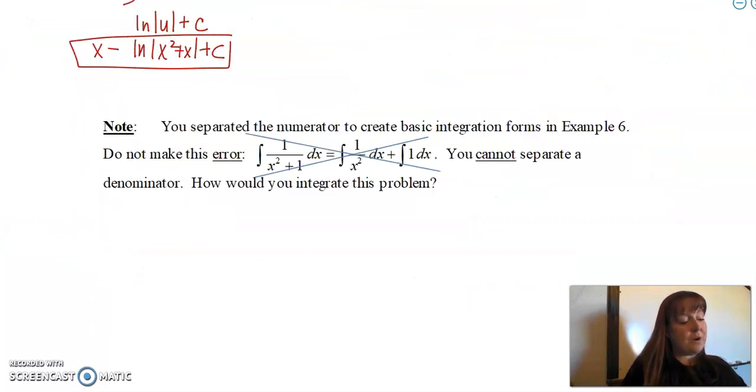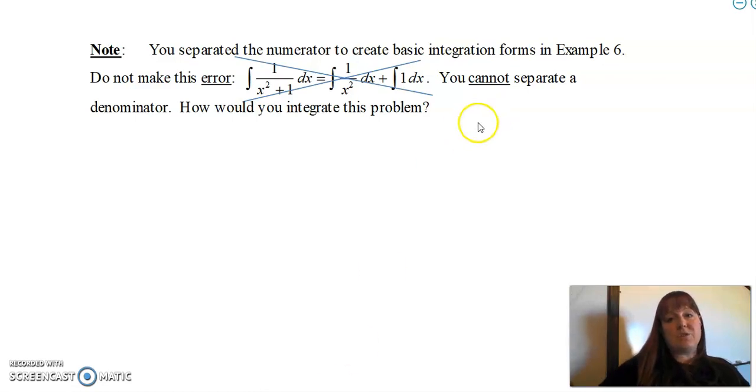So just remember that when you separate a numerator, that's totally okay. You cannot separate a denominator. It doesn't work. You just can't do it. It doesn't make sense. And if you go way back to like 5th grade and think about this, if you're ever confused, you just recognize that you can't separate that. Okay, so how do we integrate something like this? Remember, that is going to be in the form of arctangent.